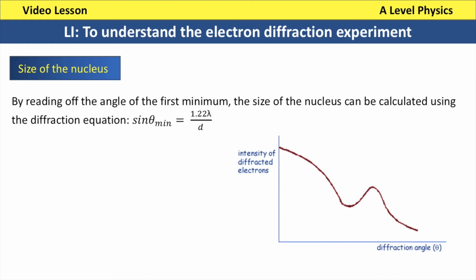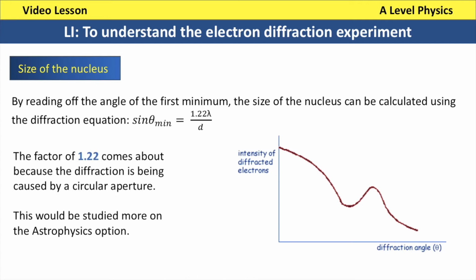Now I'm not going to prove in this course why that is there, but it's to do with the fact that the diffraction is being caused by a 3-dimensional sample size, which means that essentially the diffraction is being caused by a circular aperture. That's something that we would look at more in the astrophysics option if you are studying that.